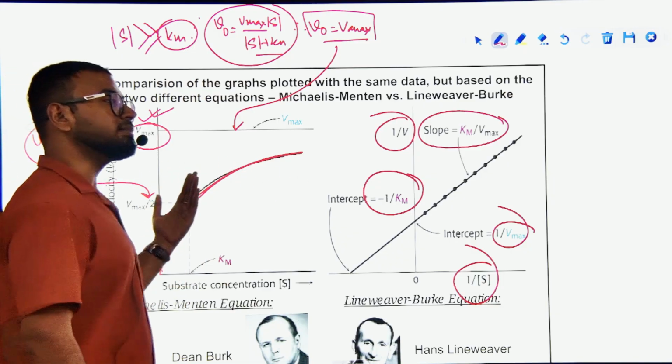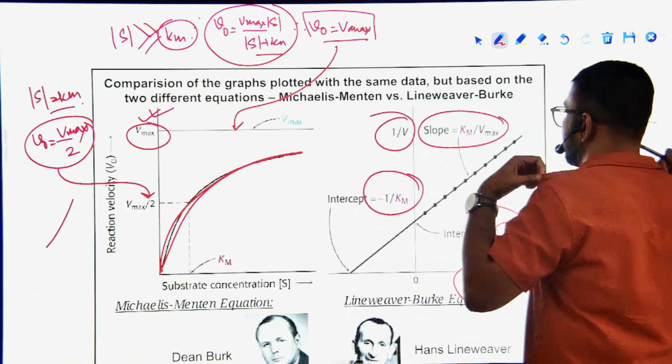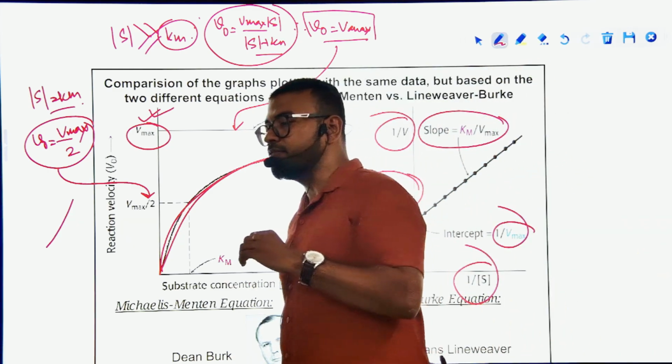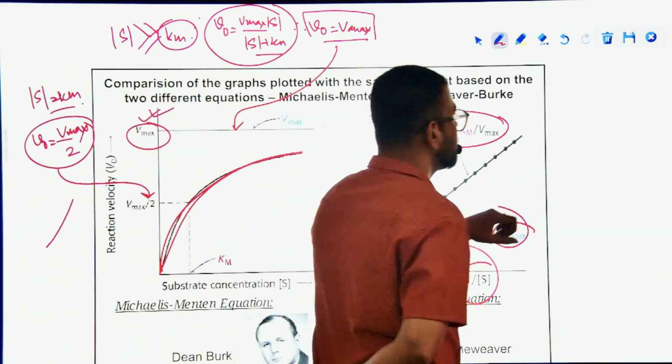This is the overall comparison between these two graphs, one with the inverted form and one with the normal form. One shows a straight line, another shows a hyperbolic curve under the same conditions.